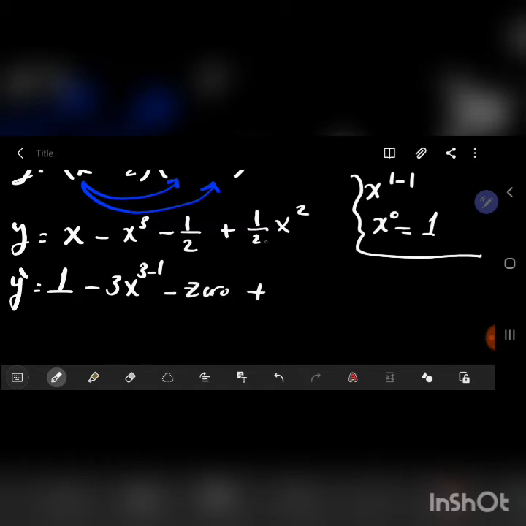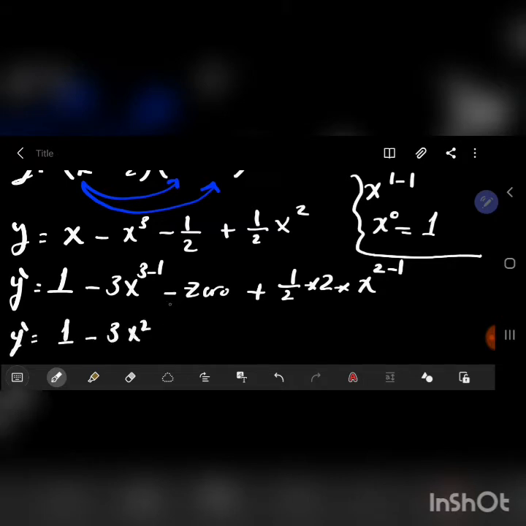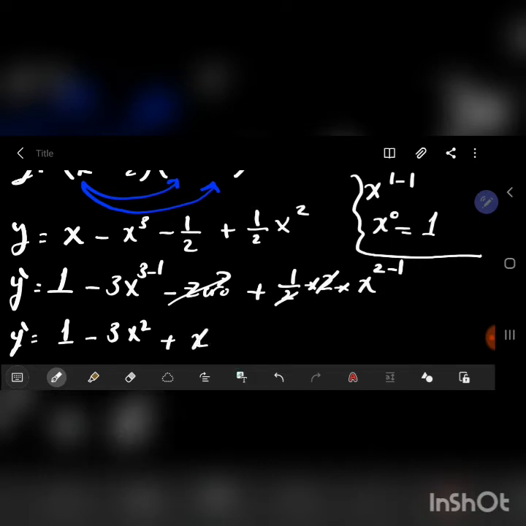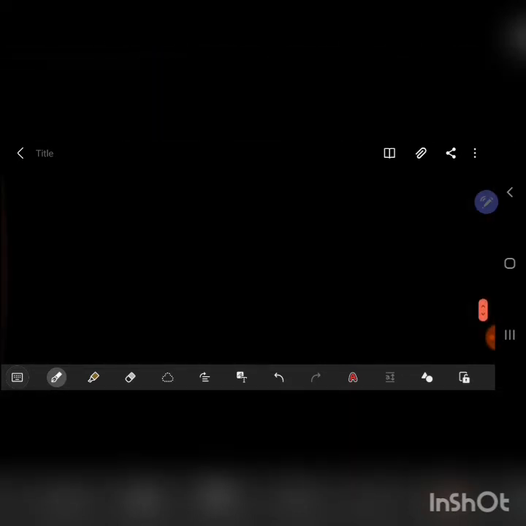The derivative of half times x squared is half times 2 times x to the power 2 minus 1. Now, y prime equals 1 minus 3x squared minus 0, plus 2, we will remove the 2, plus x to the power 1. We don't write power 1. Thank you very much. We take it this way.